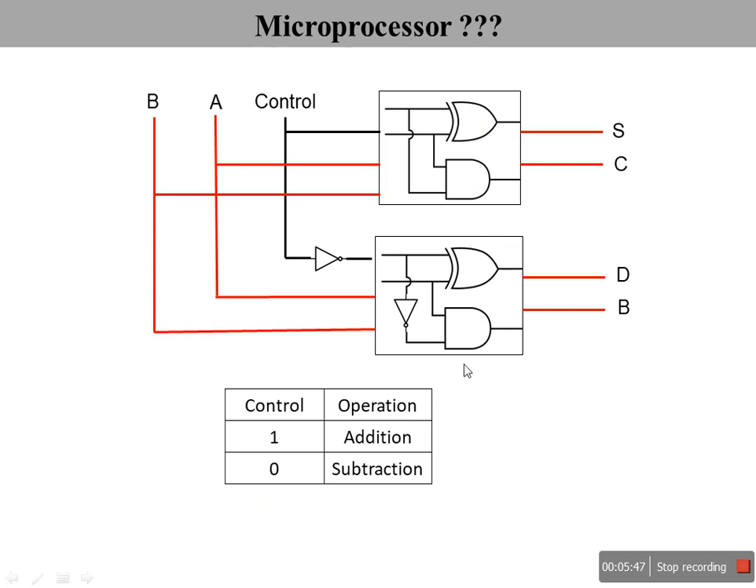When this is enabled, then this same A and B are connected to the subtractor. Now you get difference and a borrow here. It means using this control line I will be able to select either of these. Another way of saying, I can change the operations of these blocks depending upon this control line.